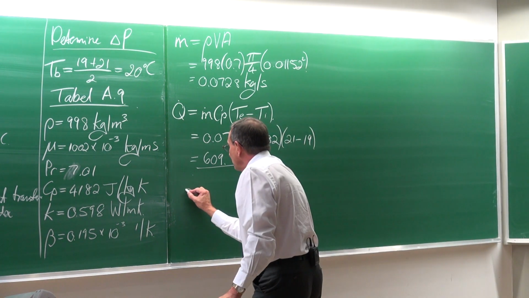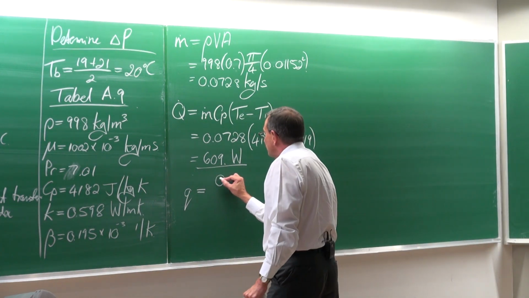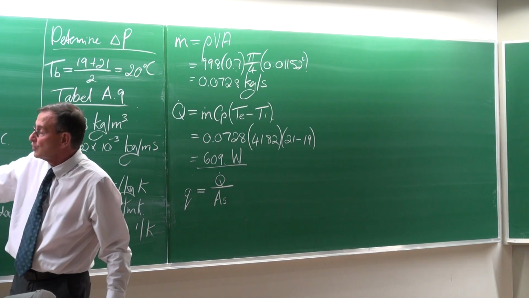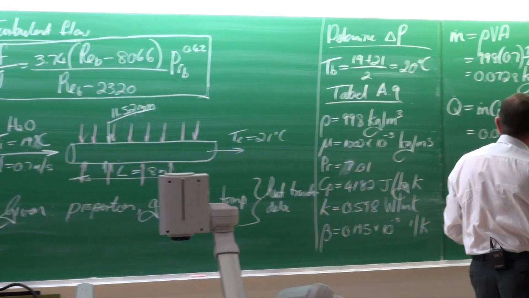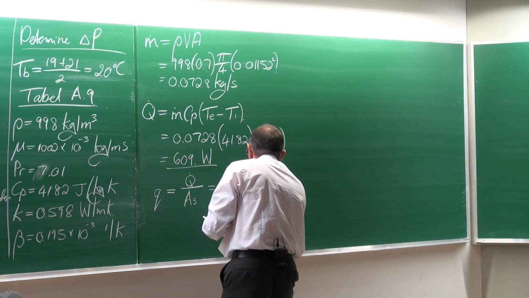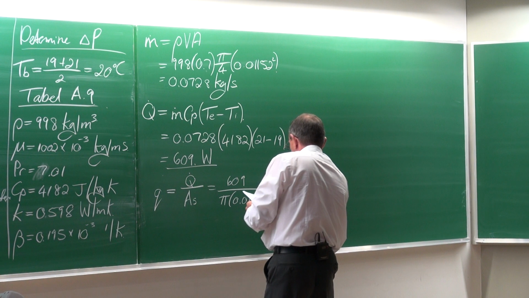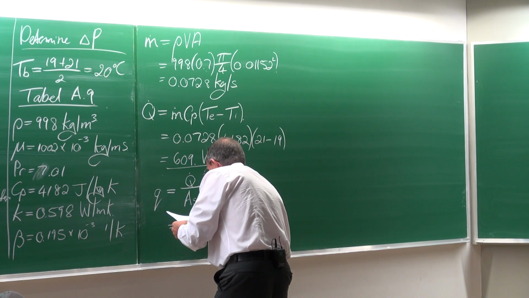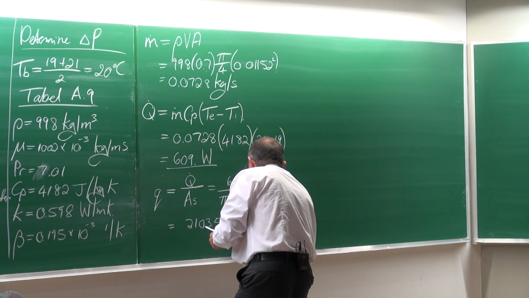Something that we're going to work a lot with is the heat flux. So let's start using it. The heat flux is equal to the heat transfer rate divided by the surface area. The surface area through which the heat transfer occurs is the perimeter of the tube multiplied by its length. So that is equal to 609 divided by pi, the diameter 0.01152, multiplied by the length of 8 meters, and the heat flux is 2103.5 watts per square meter.